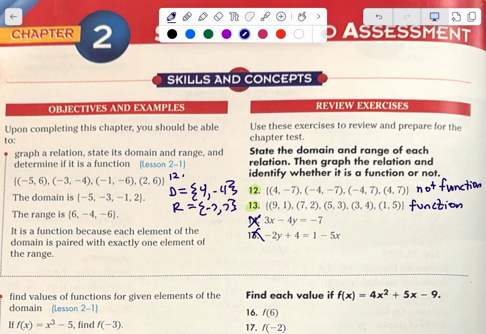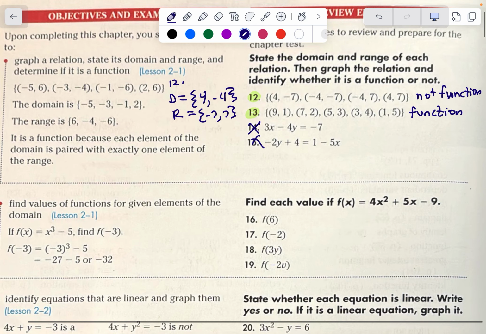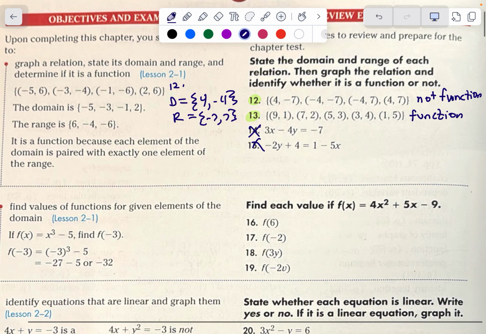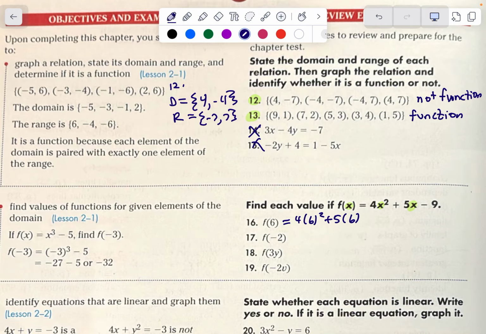Okay. Now, let's talk about plugging into a function. Now, this one, they gave us enough room to kind of just write right in that box. I want to do a few of these. So let's start with plugging in a positive. Remember, wherever the original x sits, you are going to take it out and input the new thing. So if I plug in 6, I'm going to do 4 times 6 squared plus 5 times 6 minus 9.